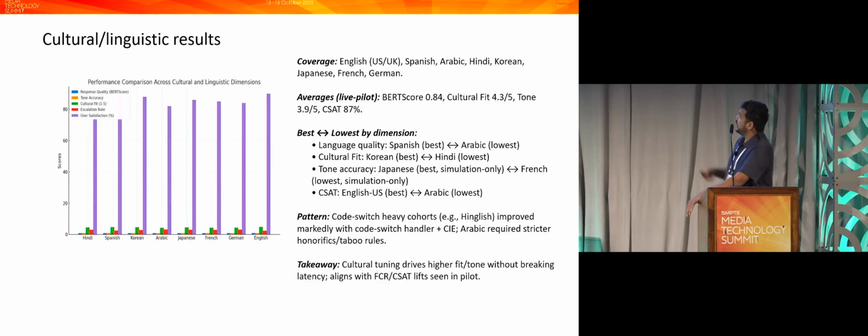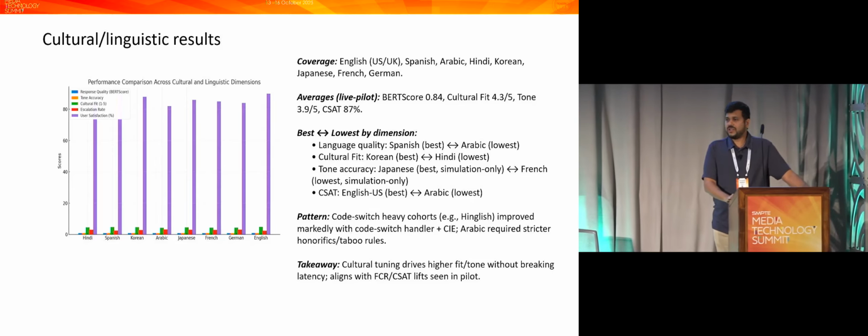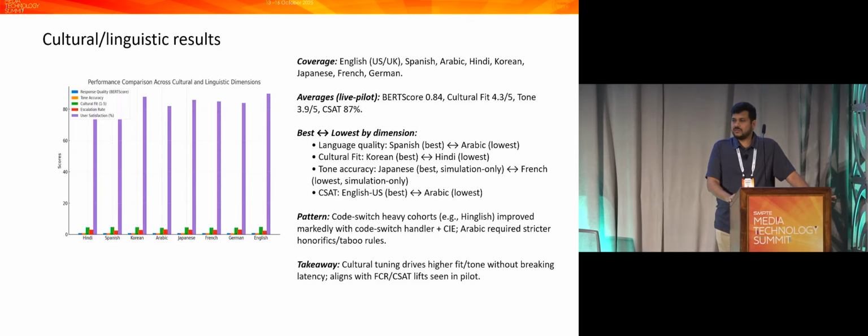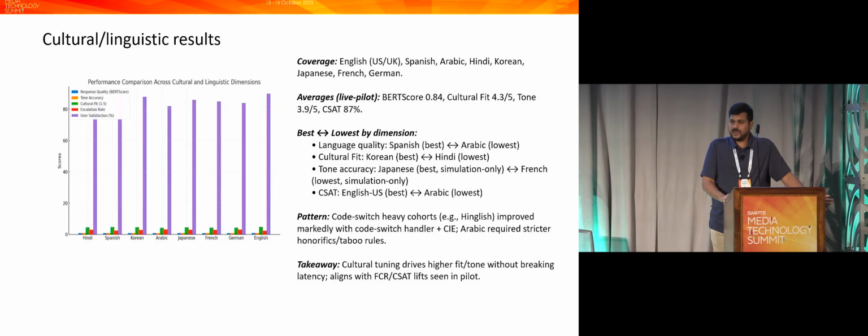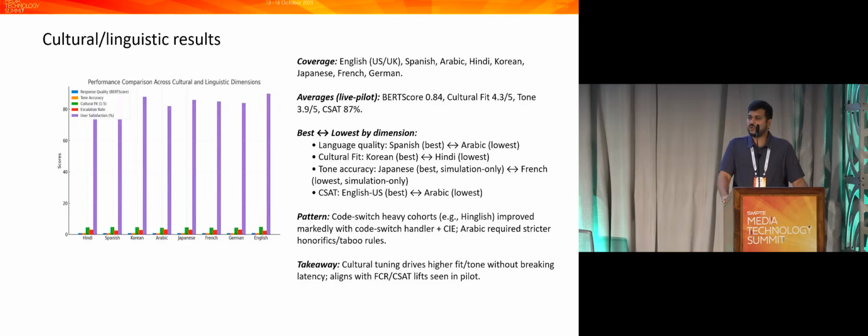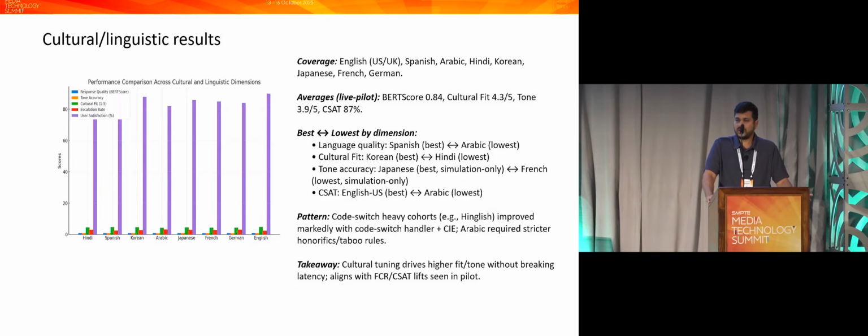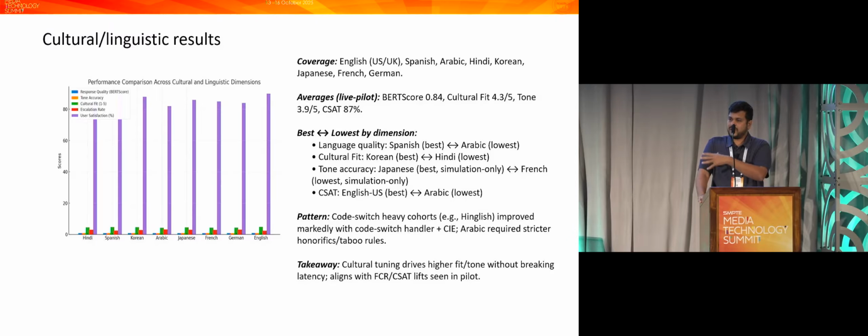So here are the numbers for the languages that we tested, and we covered 8 languages. On average, we see strong fluency and cultural fit across, which is measurable. By dimension, Spanish leads the fluency, Korean leads more cultural fit for our application, and Japanese has the tone. This setup, and even the data sets that we used, maybe contributed more. English US leads the customer satisfaction.